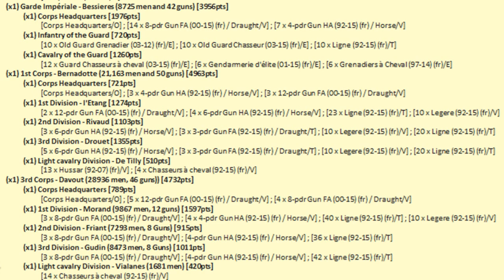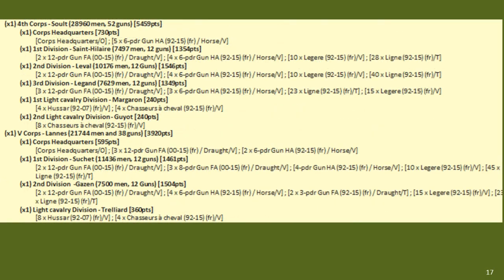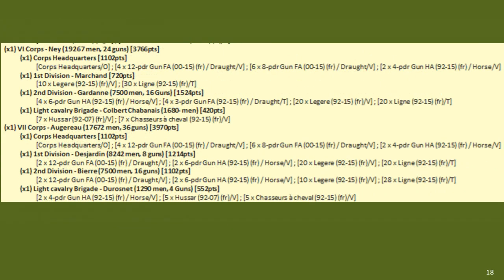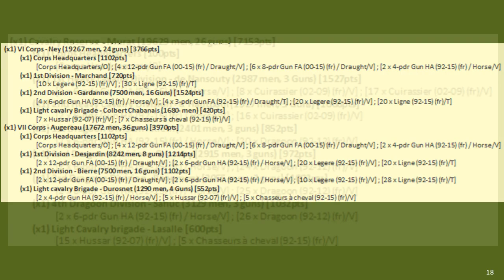The Guards consisted of a cavalry and infantry division-size formation. The First Corps consisted of 3 divisions and a light cavalry division. The Third Corps consisted of also 3 divisions and a light cavalry division. This shows the all-important and critical Fourth Corps consisting of 3 divisions and 2 light cavalry divisions. The Fifth Corps consists of 2 divisions and a light cavalry division. The Sixth Corps also consisted of 2 divisions and a light cavalry division, and the Eighth Corps consisted, once again, 2 divisions and a light cavalry division.